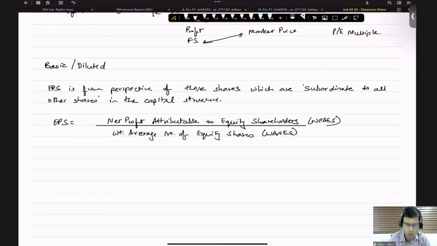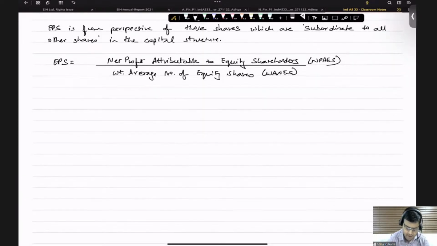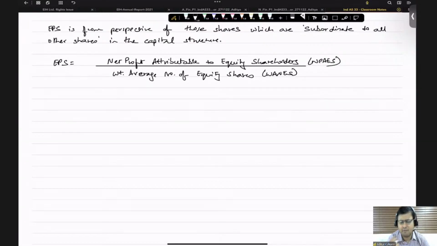Okay, so let us start with the EPS. Sir, earnings per share की बात हो रही है. It should be just net profit divided by number of equity shares. ये weighted average किस लिए? Why do I have a weighted average?